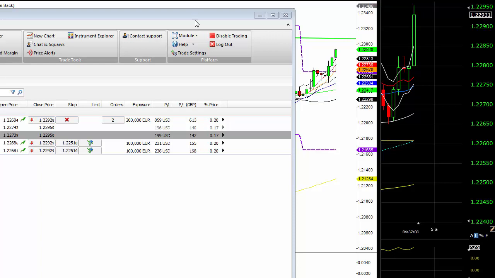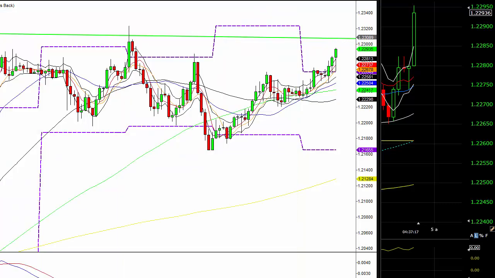I'm not moving the stop up yet. I might do at some point. We'll have a look at it. But we're really focused on those next targets, which is up towards this green line up here. So let's move this off the chart, and so we're looking at a bit above 123, aren't we?